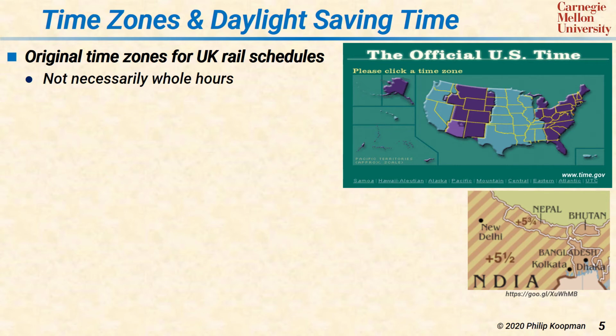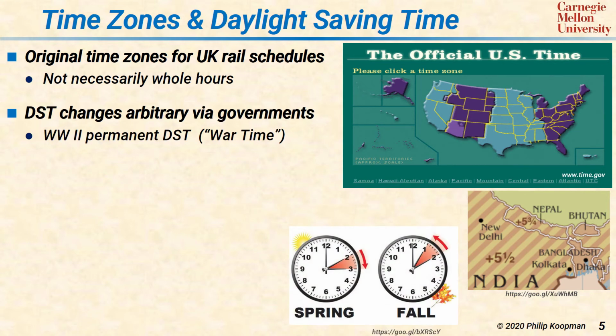Another issue is that daylight savings time is an arbitrary government construct. So this is the idea, at least in the Northern Hemisphere, you spring ahead and you fall back. But in World War II, the US went to permanent daylight savings time, calling it wartime. And also in the so-called energy crisis, the US went on permanent daylight savings time. Even within the US, the rules are not consistent.